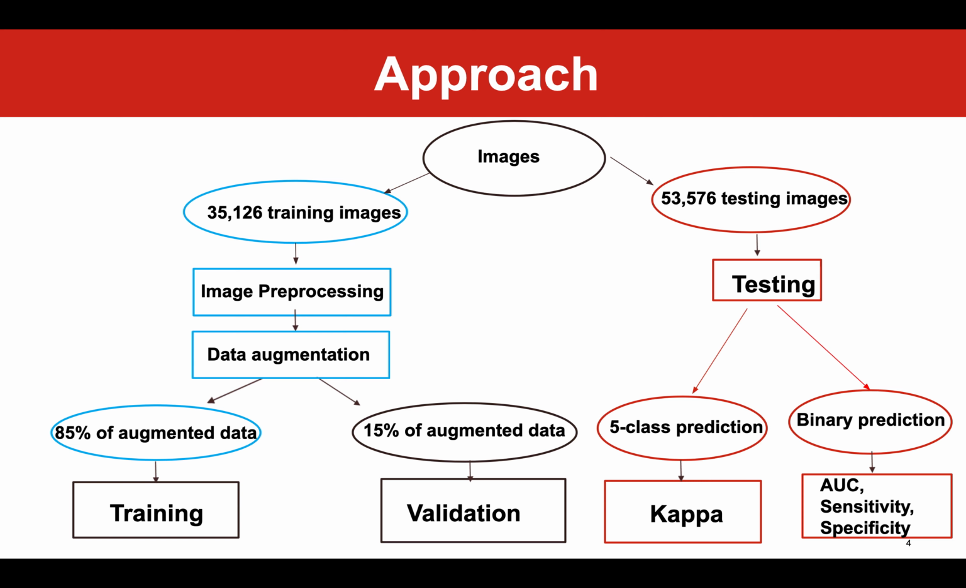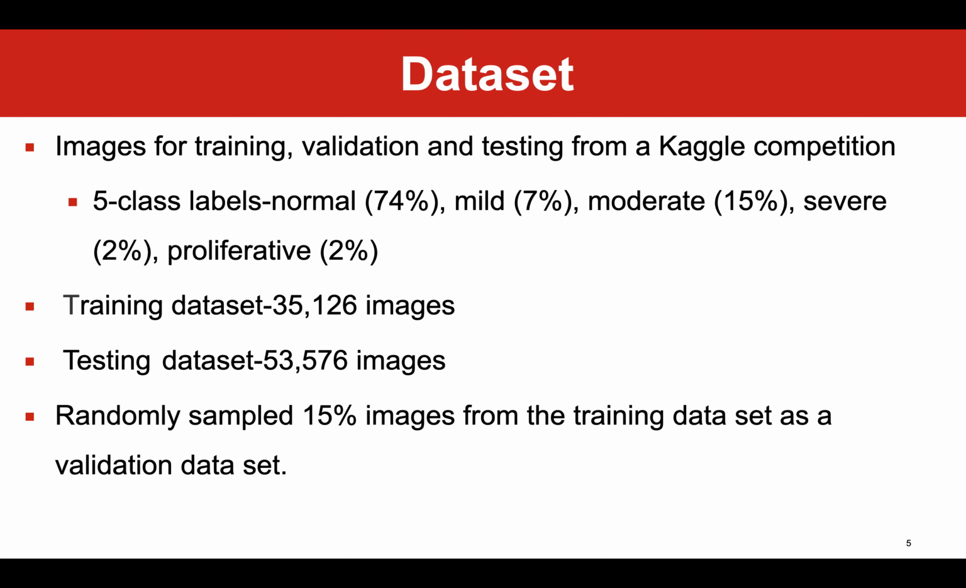53,576 testing images, and we evaluated our model with 2 metrics, one with a 5-class prediction and the other with a binary prediction, which served to supplement the 5-class prediction. We evaluated the 5-class prediction with a kappa score, and we evaluated the binary prediction with the area under the curve, sensitivity, and specificity.